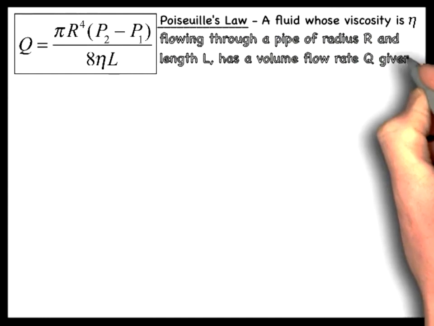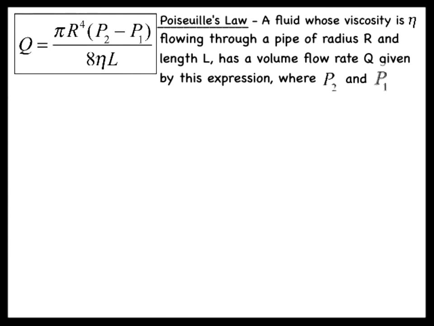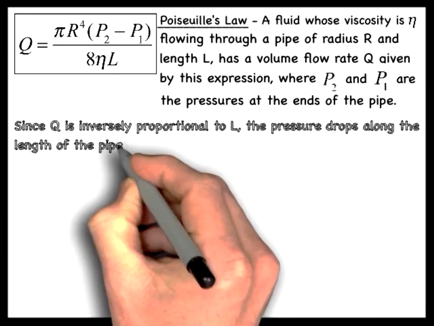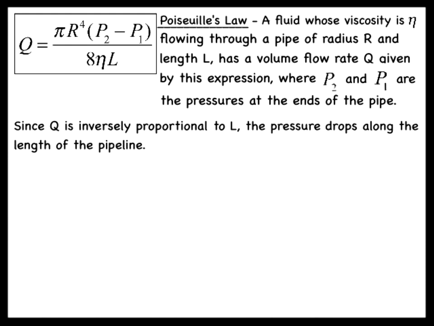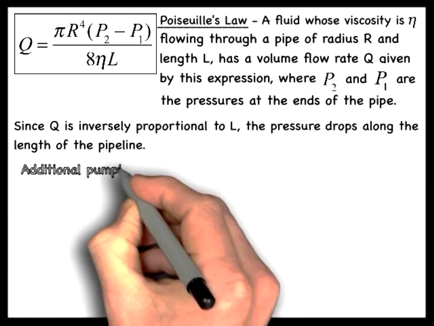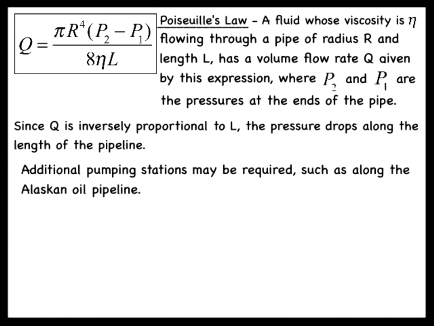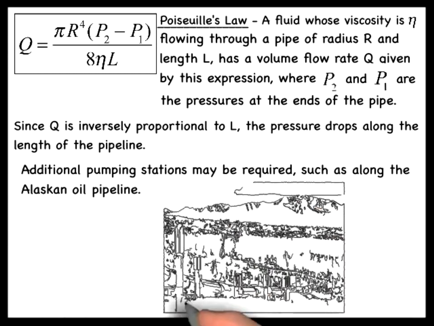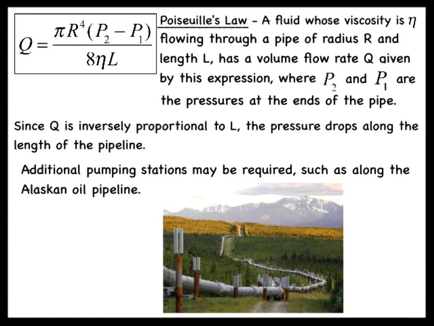A fluid, whose viscosity is eta, flowing through a pipe of radius r and length L, has a volume flow rate Q given by the following expression, where P1 and P2 are the pressures at the ends of the pipe. The fact that Q is inversely proportional to L has important consequences for long pipelines, such as the Alaskan pipeline. The pressure drops along the length of the pipeline, and long pipelines must have pumping stations at various places to compensate for the drop in pressure.